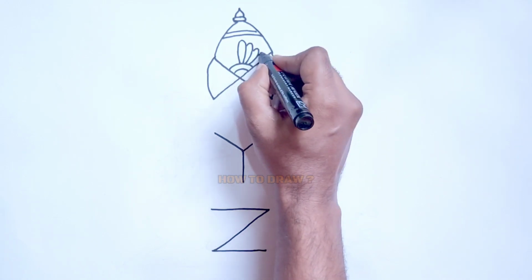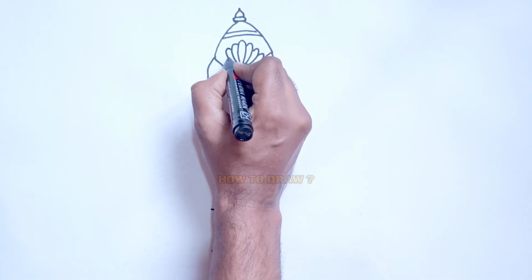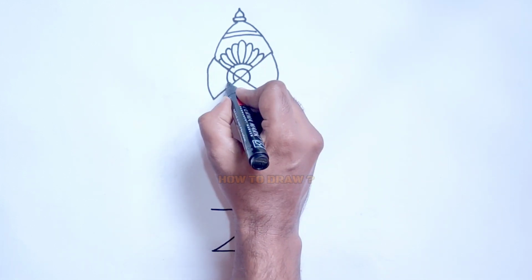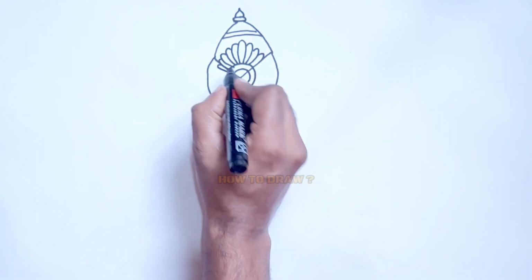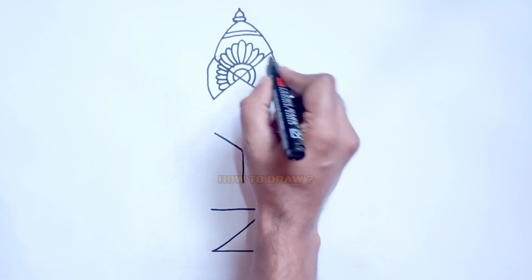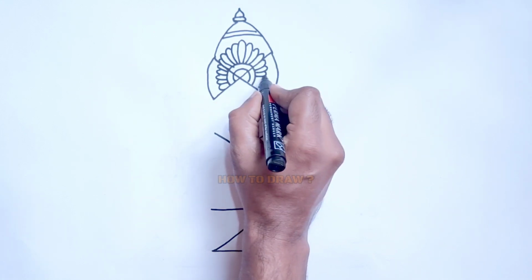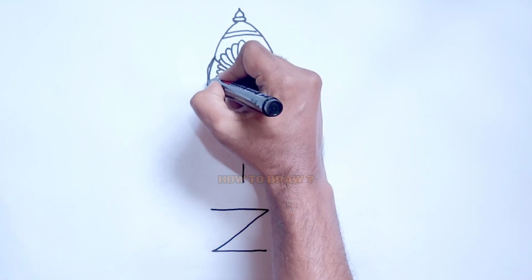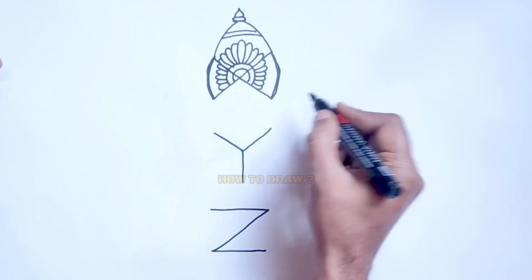One after the other you have to do the flower design on both sides, and in this space also you have to continue the design like this. See, continuously you have to draw the flower design up to here. Now make these two lines thick to visualize the crown broader.